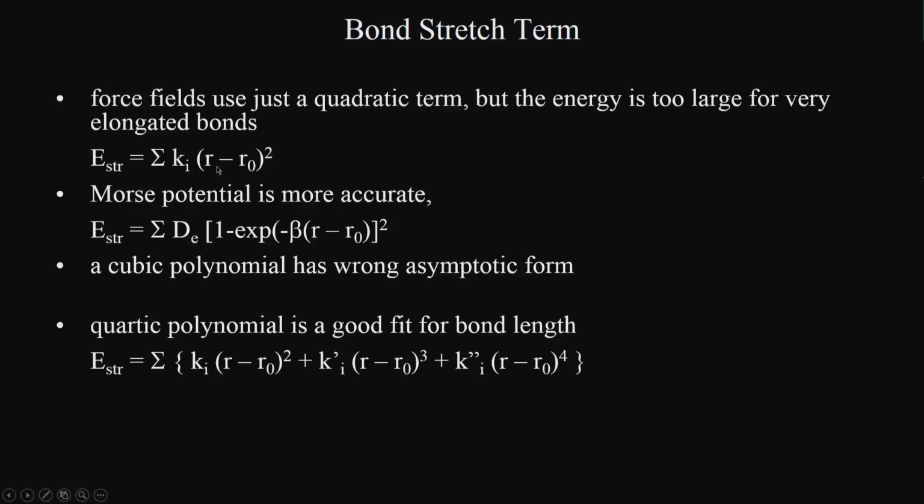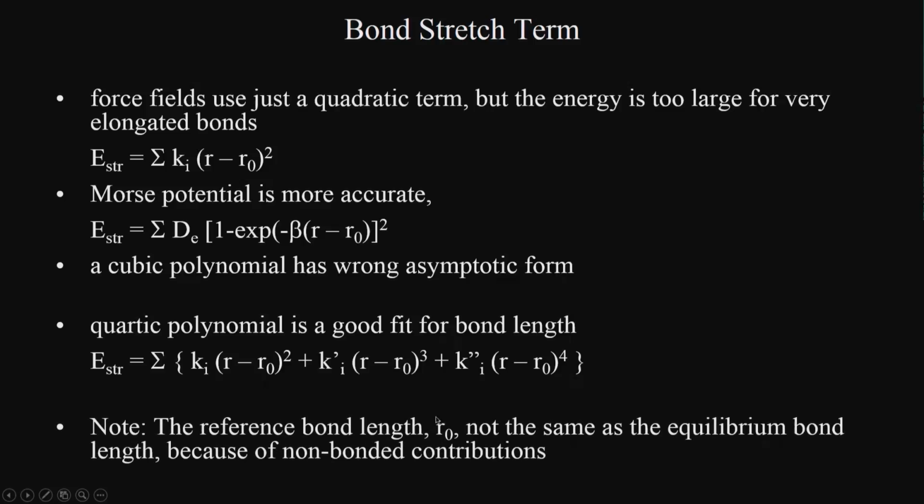So, if you look here, with a quadratic you will have only 2 constants. If you go to a quartic, you are going to have 1, 2, 3, 4 constants. Okay. It also fits very well. Morse potential, if you go, that is also quite accurate. Here you have 3 constants.